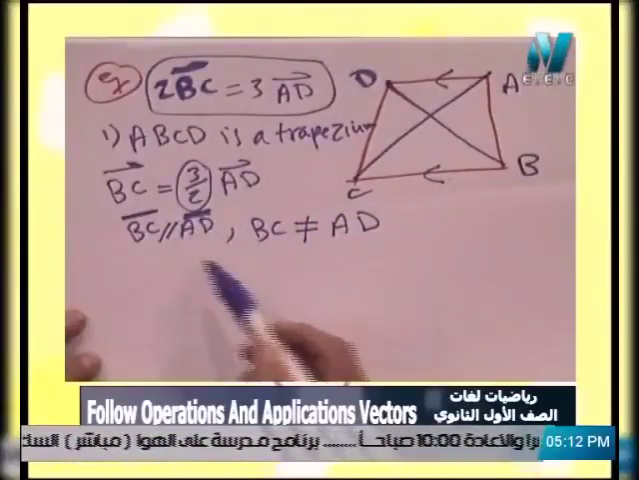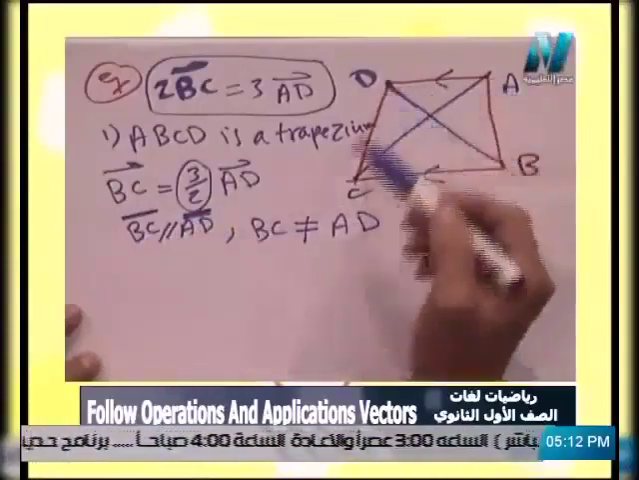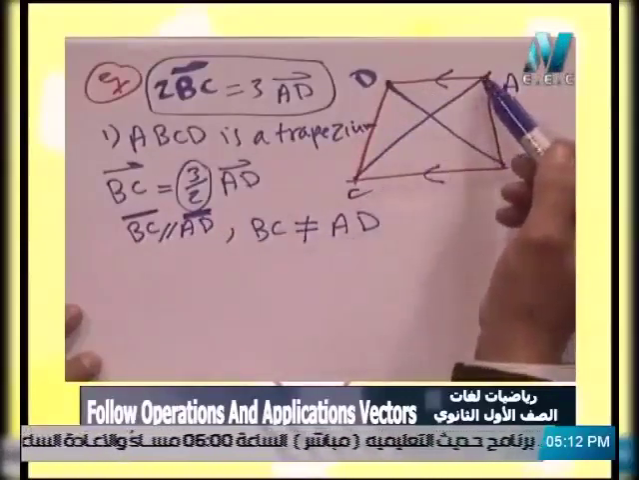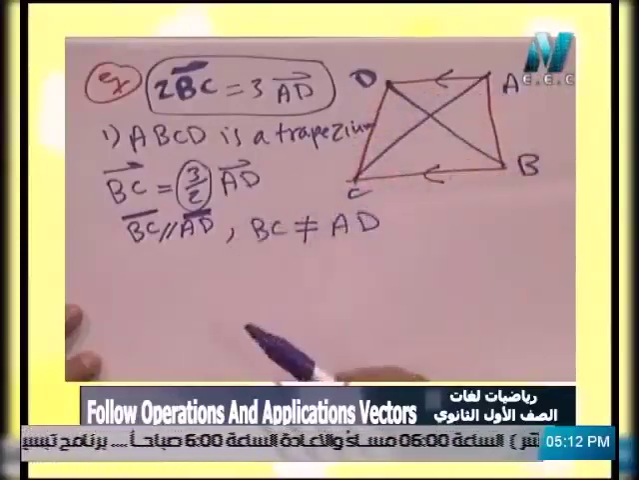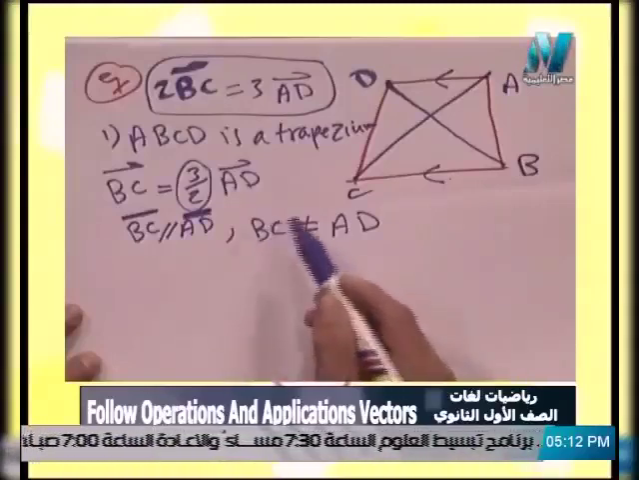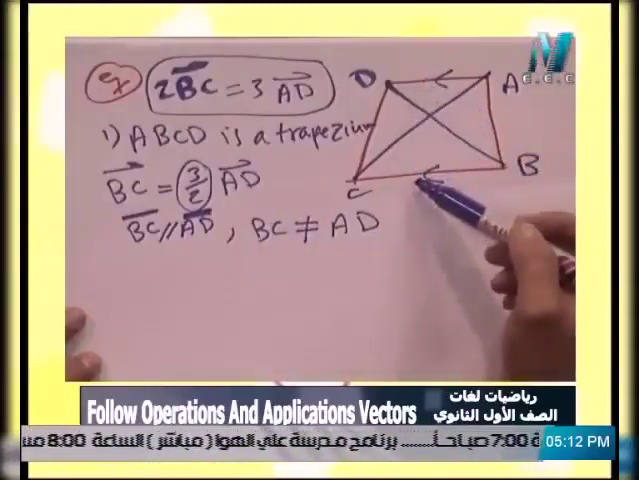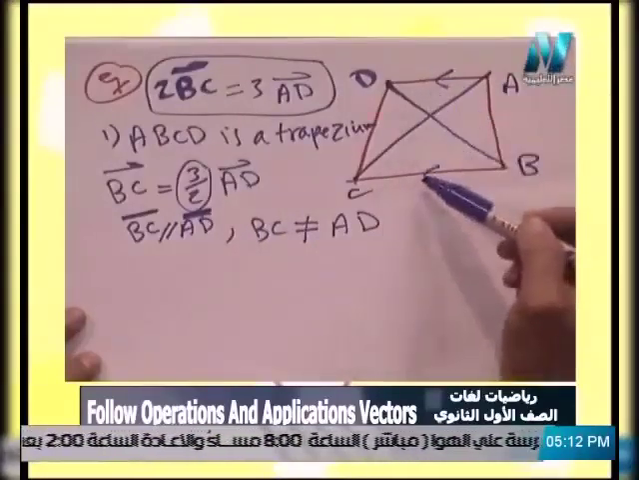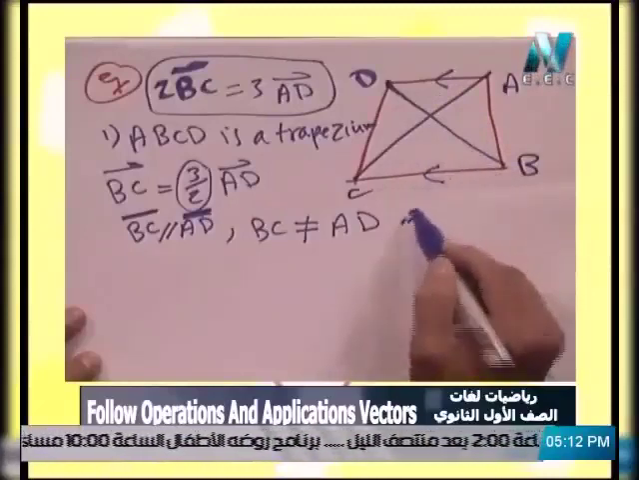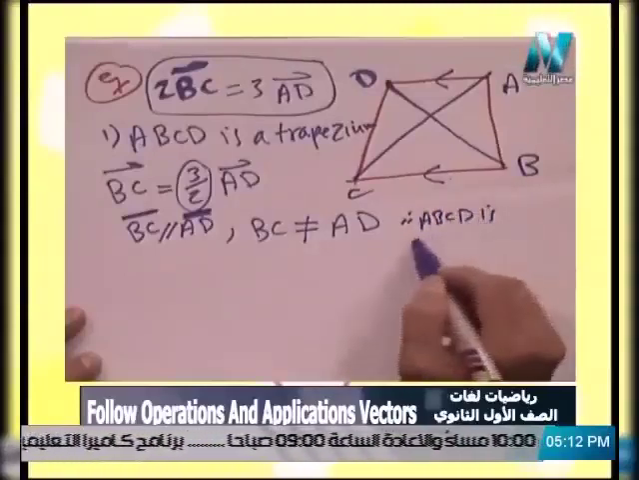We try to say that line segment BC here is parallel to the line segment AD, and the line segment BC doesn't equal in length the line segment AD, so we don't put any ray or line segment or even vector. So we have here two opposite sides that are parallel but are not equal in magnitude or length. So we have proved that ABCD here is a trapezium.